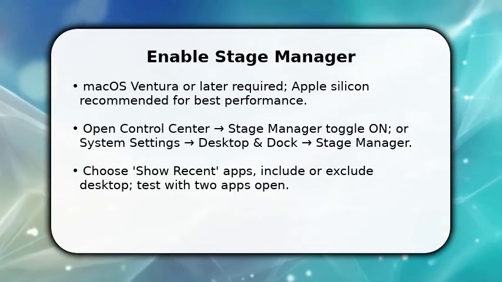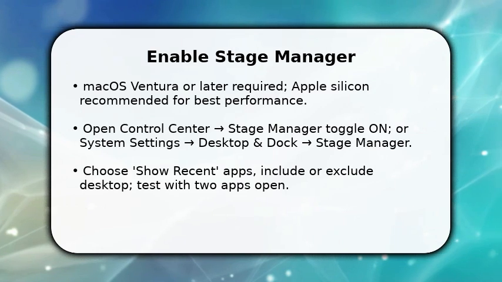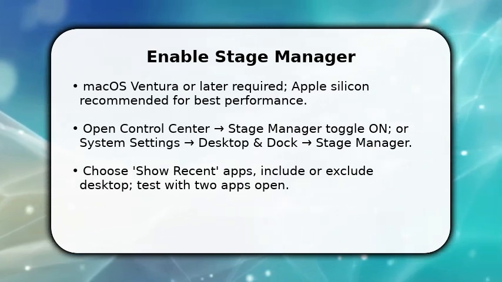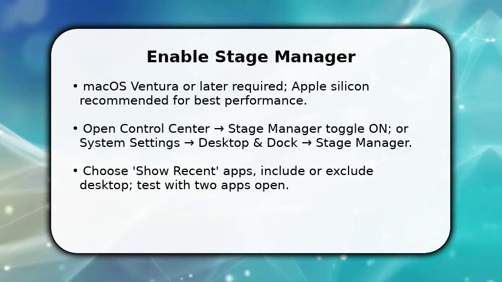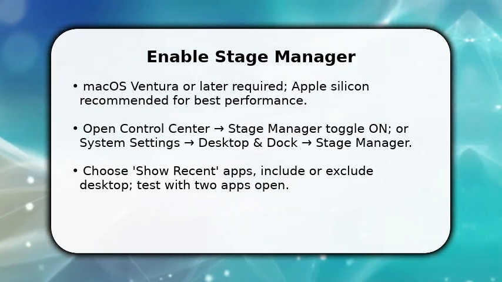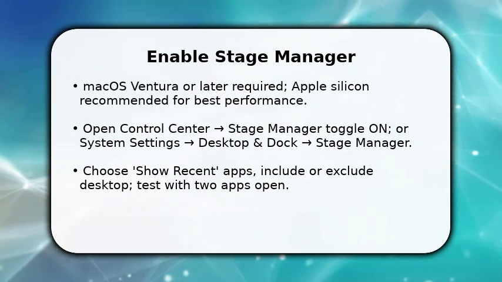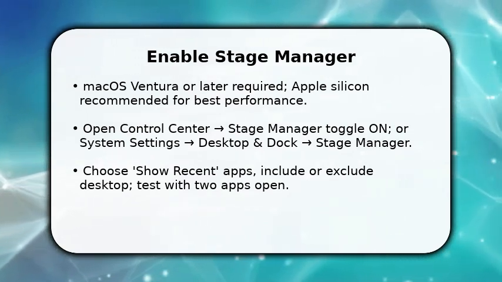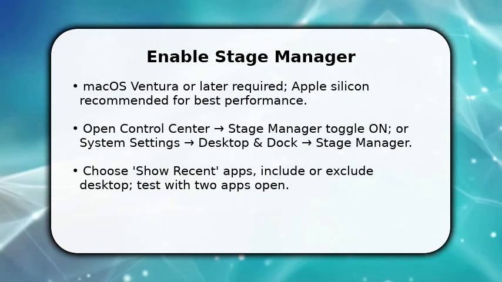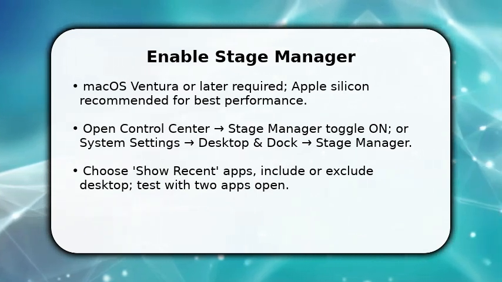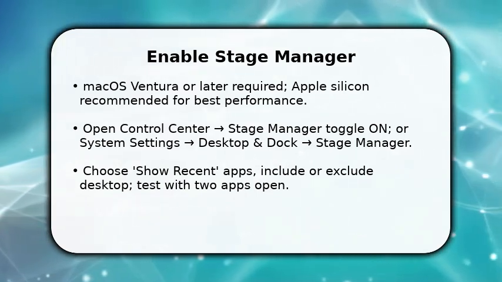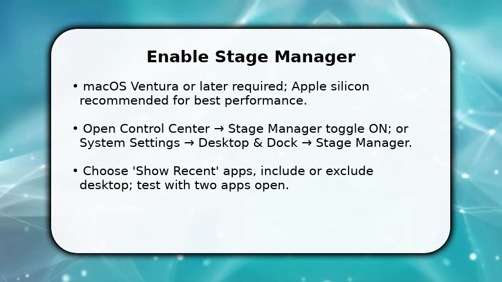You'll start by enabling Stage Manager so you can control app grouping quickly. Open Control Center and flip Stage Manager on, or go to System Settings, Desktop and Dock, and enable it there. Once done, choose whether to show recent apps and whether the desktop should be visible. This affects how apps group. Make sure you have at least 2 active windows to see the layout. Enabling now gets you into the workflow.